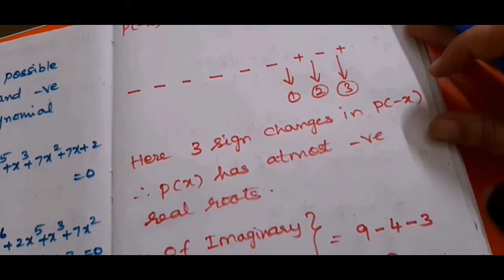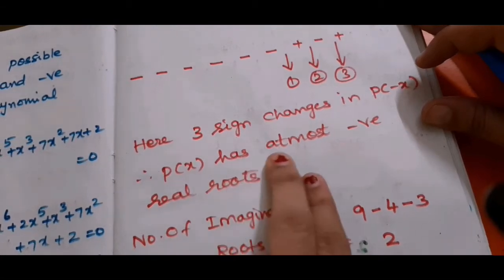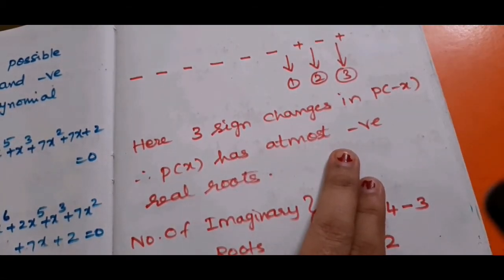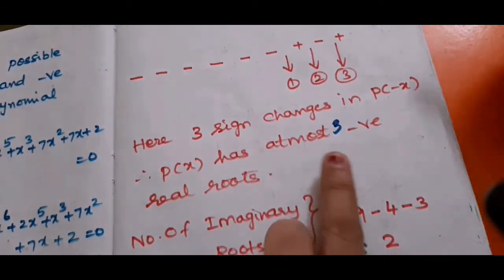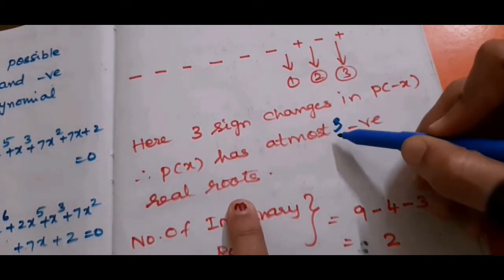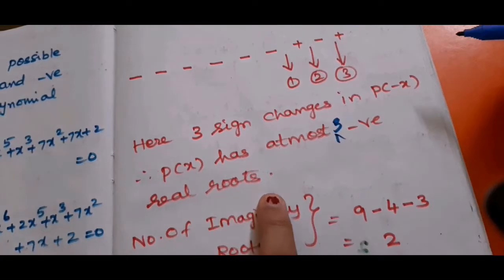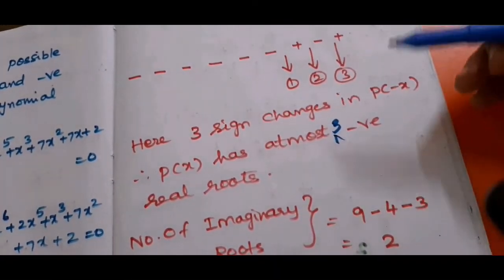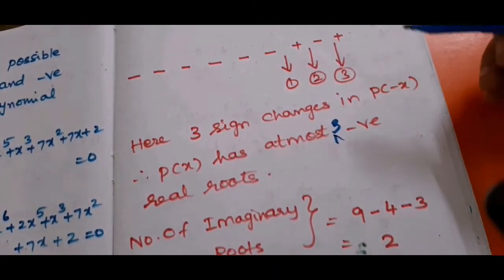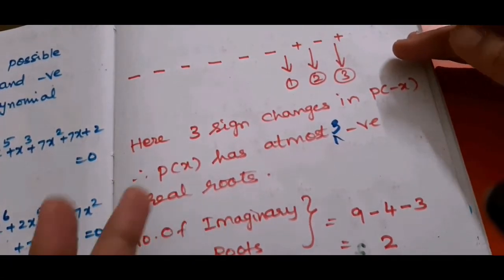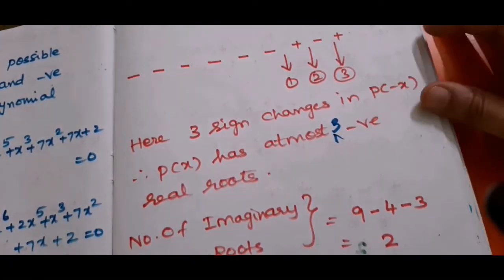So we can conclude that p of x has at most 3 negative real roots. At most 3 negative real roots. We can conclude that by sign changing itself. Here we are not factorizing. Just according to the sign of the polynomial itself we are concluding that.